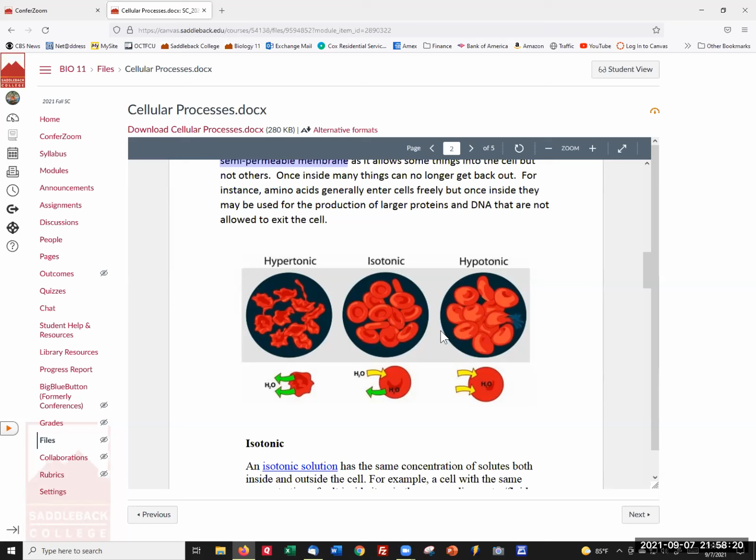These are all examples of osmosis, movement through a semi-permeable membrane. Hypertonic solution causes crenation. Hypotonic solution causes hemolysis.